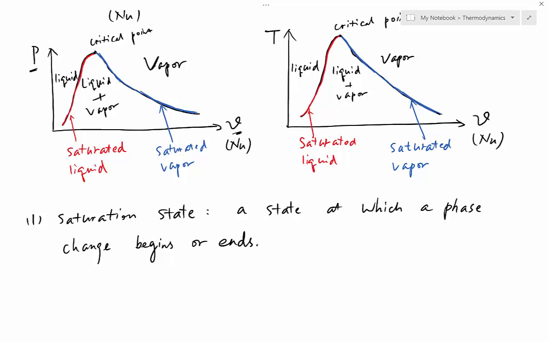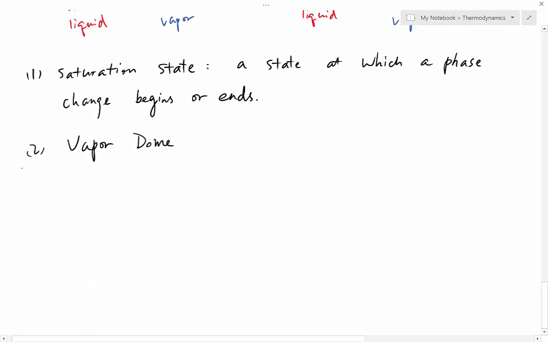In other words, saturated liquid is the beginning of vaporization from liquid to vapor, while saturated vapor is the end of vaporization. You don't have any liquid left anymore. You only have vapor. It's the end of the vaporization. Okay, and then next one, the two domes on the diagrams have a name. It's called the vapor dome.